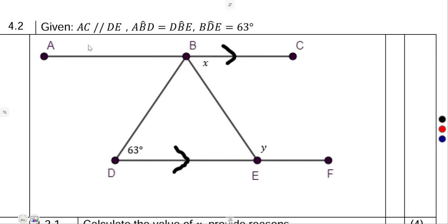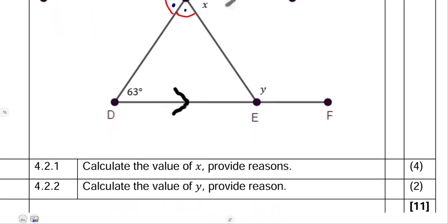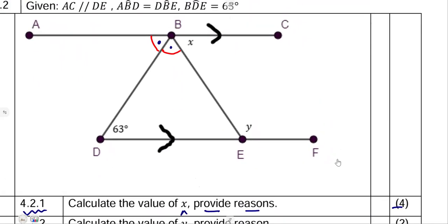Anyways, given that AC is parallel to DE, meaning to say to DF as well, and also angle ABD, the angle that is formed here, is equal to DBE. These two angles, they are equal. From that statement alone, the question is 4.21: calculate the value of x. Provide reasons, for 4 marks.